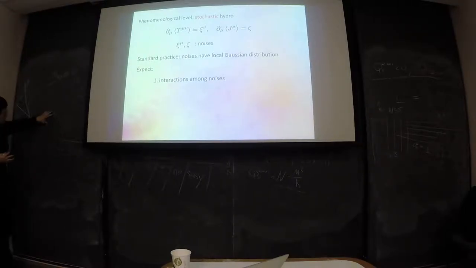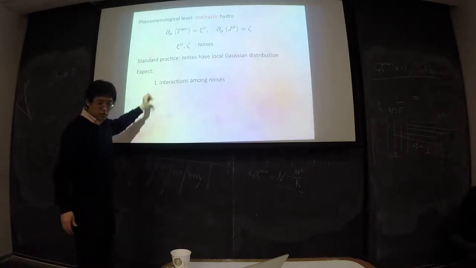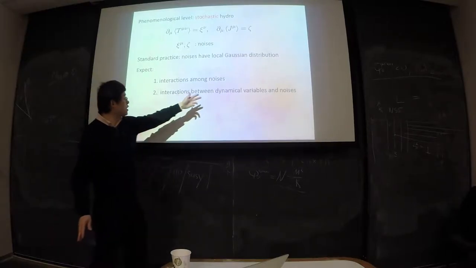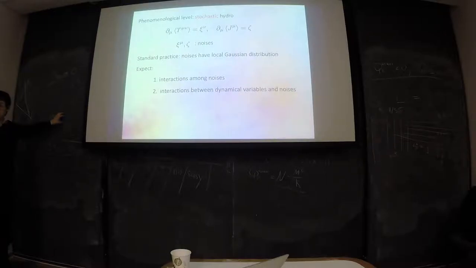You say let's do this nonlinear, and this one I still just treat as Gaussian. Then it's not clear whether that's a legitimate truncation, a legitimate extension or not. And this is one of the motivations to understand whether this can be done. There can be interaction among the noises, and there can also be interaction between the dynamic variable and the noises, beyond just such a linear source kind of interaction.